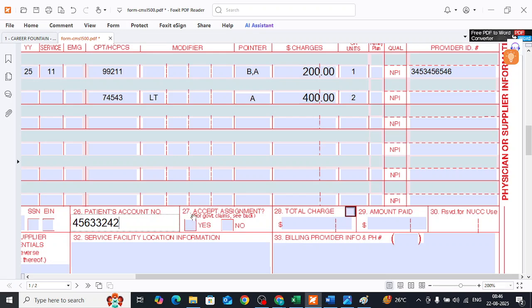Box number 27 is just for the terms and conditions. It always goes as a yes. Box number 28 is for the total charges for all the procedure codes.